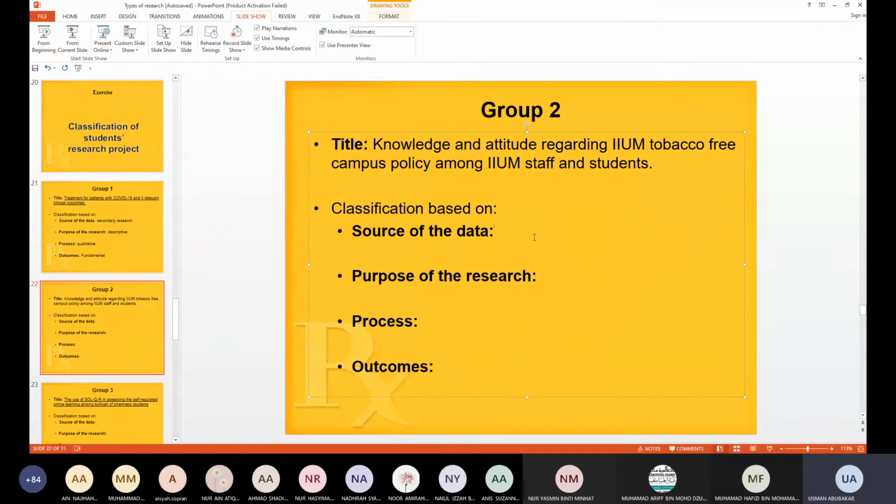Based on the source of the data, what type of research is this? Is it primary or secondary? I would say it's primary. Okay, primary. Why do you think it's primary? Because there's no data yet regarding this issue from other sources. Okay, so you are collecting the data directly from the respondents. Yes. All right, agreed. How about based on the purpose of the research? What kind of research is it?